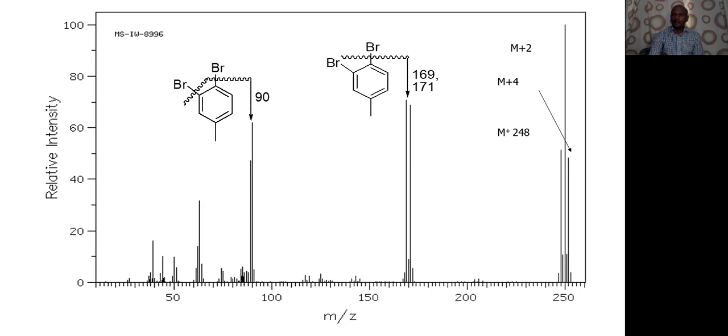We can find the M plus peak, M plus 2 peak, and M plus 4 peak. If both are bromine 79, you have the M plus peak; if one is 79 and the other is 81, you have the M plus 2 peak; and if both are 81, you have the M plus 4 peak. Then you have the loss of bromine, and with the loss of 2 bromines you have the M by Z value 90. So these are the prominent peaks for the dibromo substituted compound.